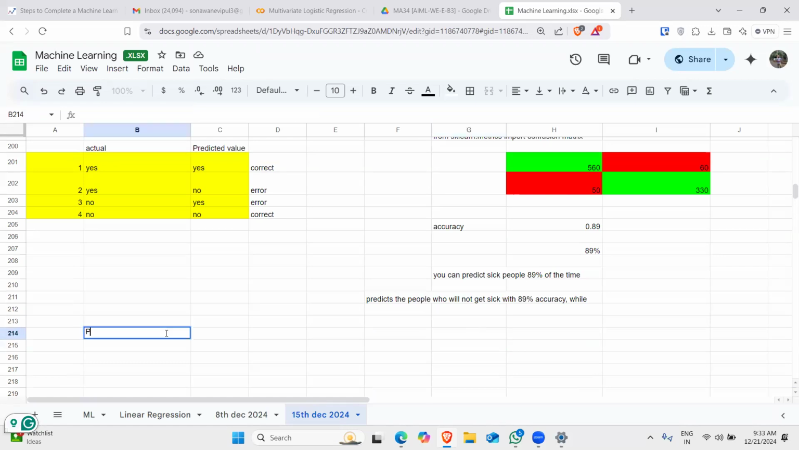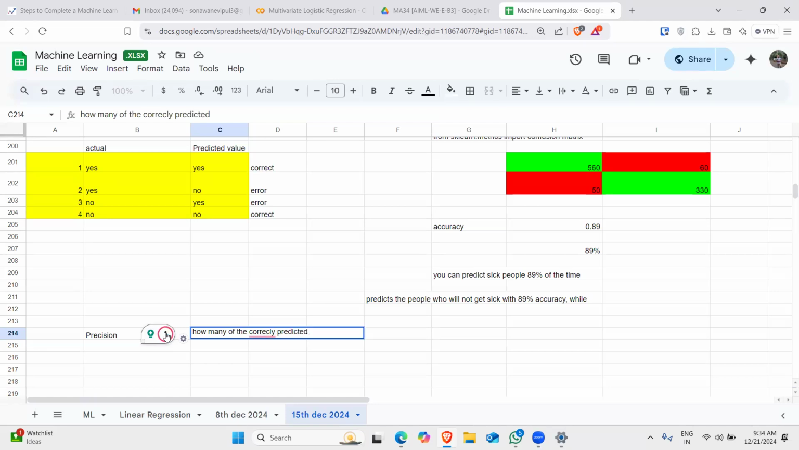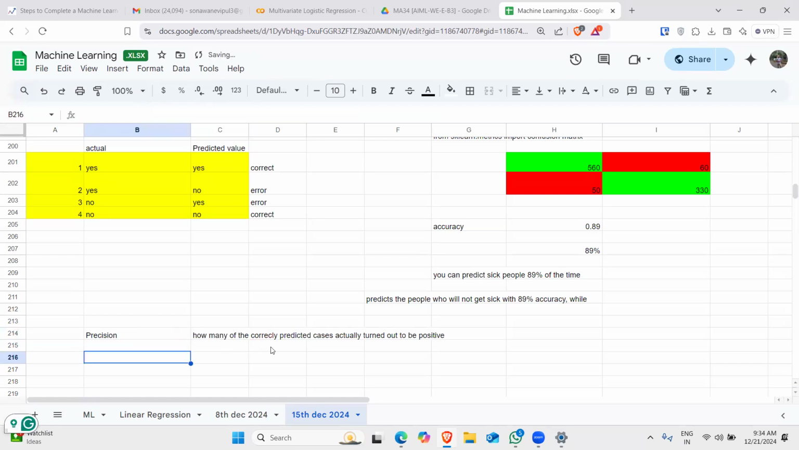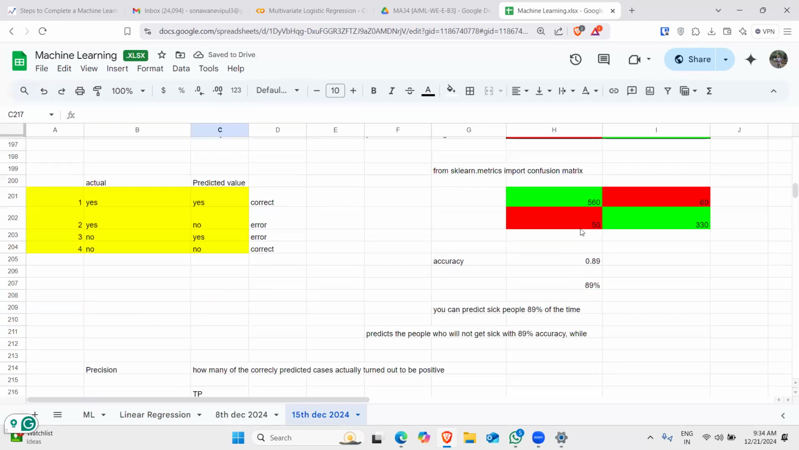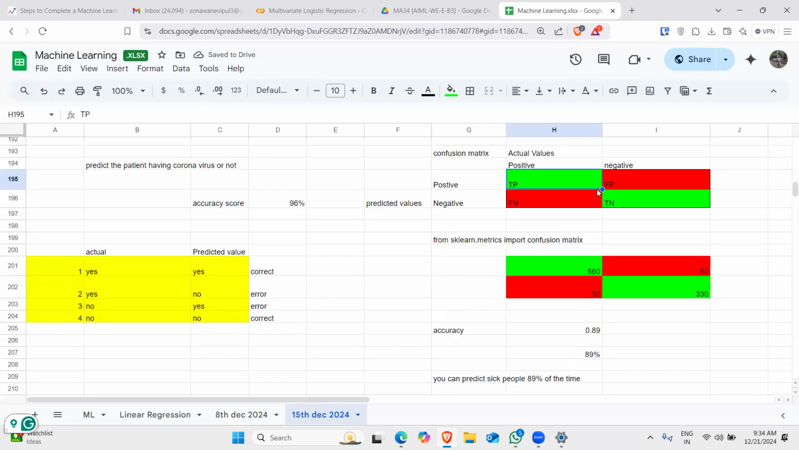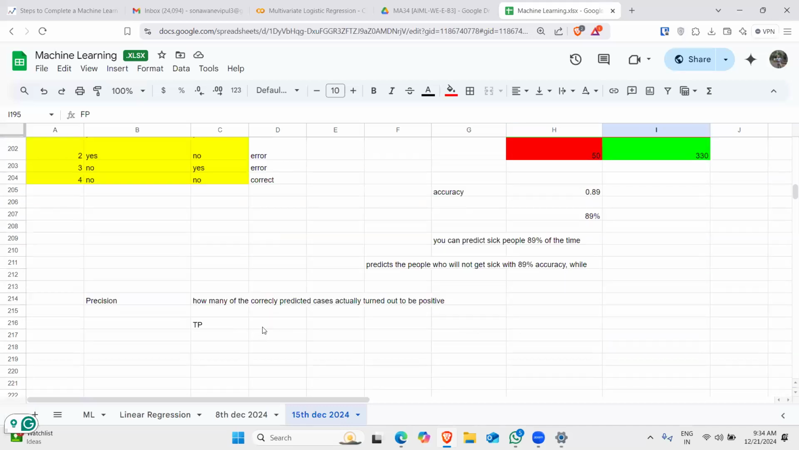So that's why they have introduced precision. What will precision give you? It tells you how many of the predicted cases actually turned out to be positive. You have predicted the cases. Out of them, how many turn out to be positive? So it is divided by true positive plus false positive.